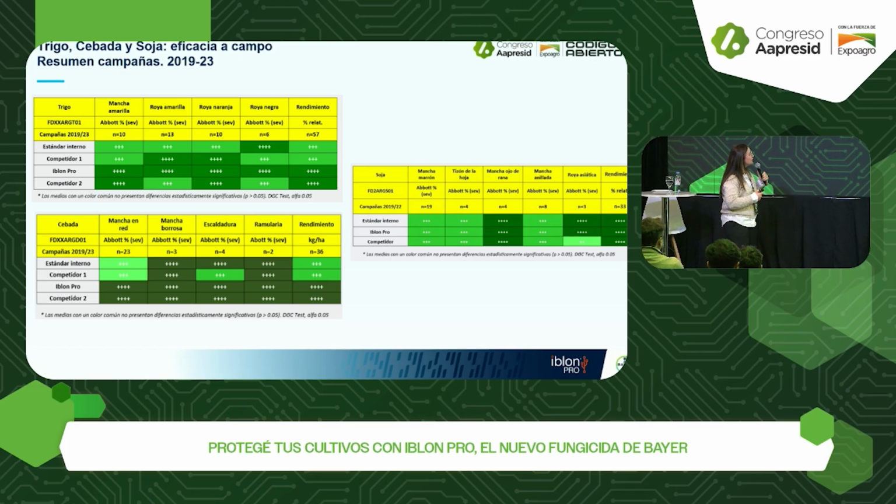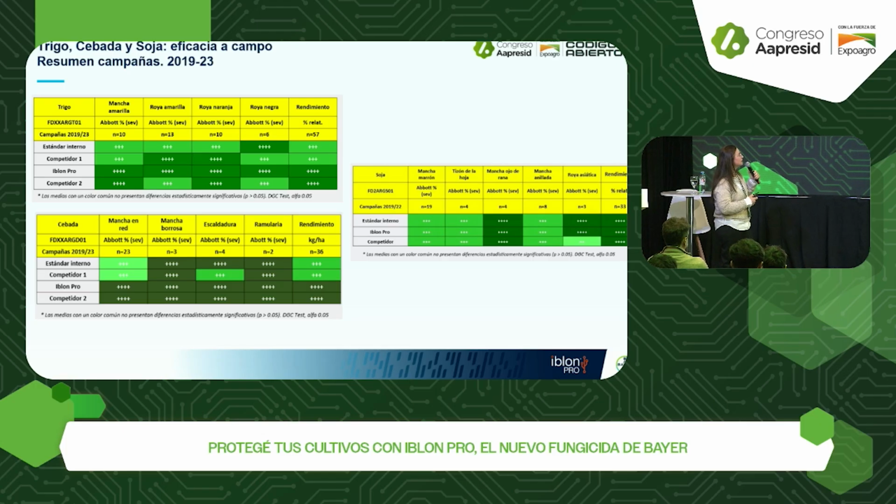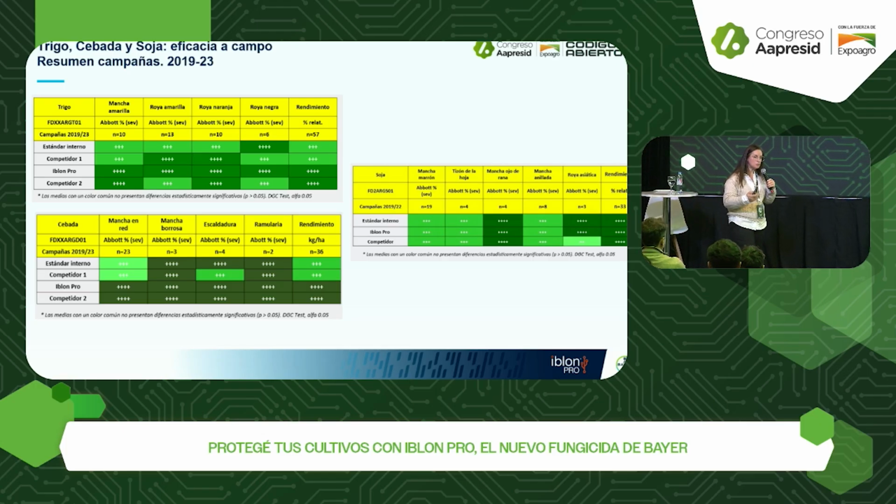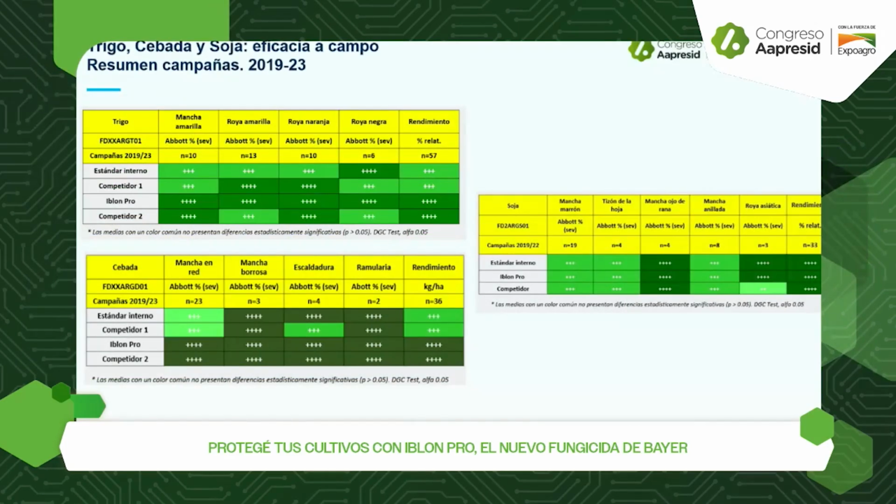In summary, what we can see here with Iblon Pro is the 3rd line. First, we have our internal standard. We have tan spot in the first column. We need an internal standard to have a product that is really an innovation that meets our requirements, that protects us against diseases, that increases yield, that is sustainable in time. And this is what Iblon Pro offers.